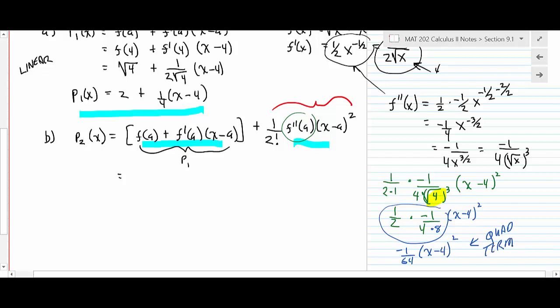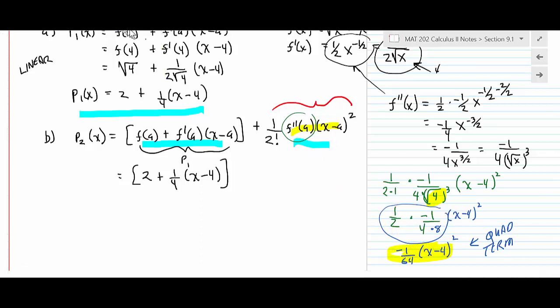This is really a power series is what we're getting. So now we're going to put it all together. We already have the answer to this thing right here, right? That answer is P1 of x. So you want to write that as 2 plus 1/4 (x minus 4). When you do a quadratic approximation, the linear approximation is built into it. That's the linear term of your polynomial. Now this part right here is going to get replaced with this.